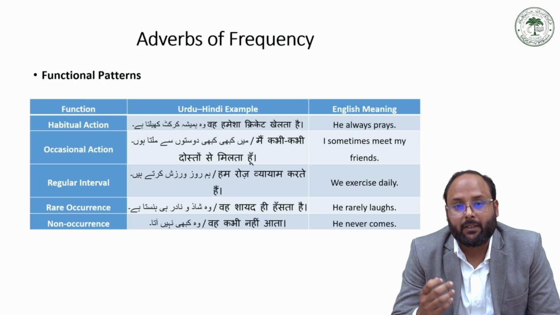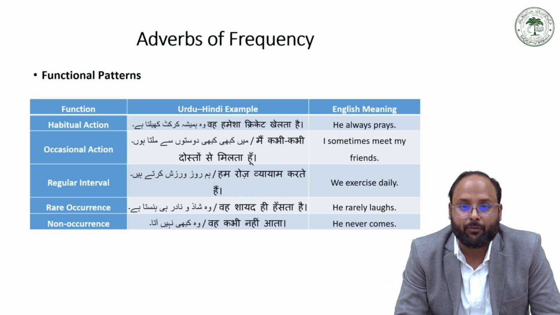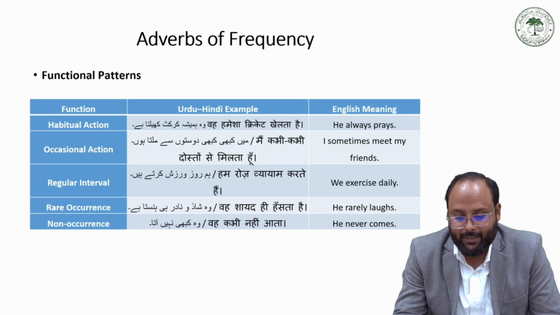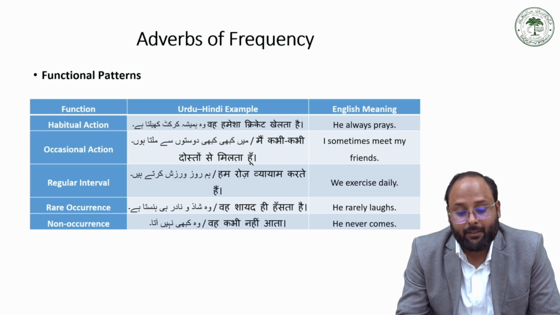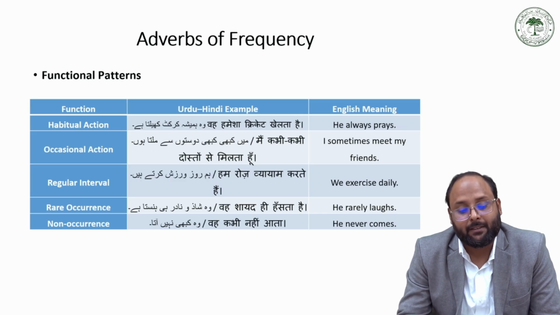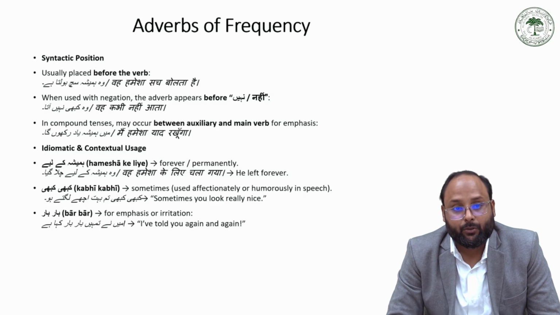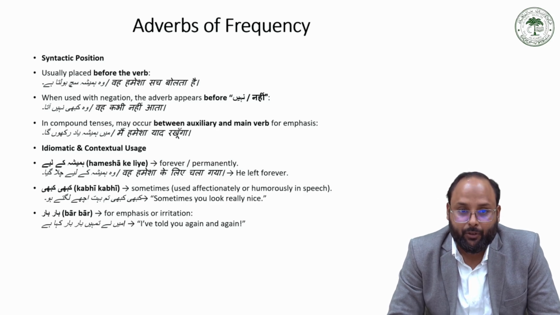So these are some functional patterns for these adverbs of frequency, like habitual, हमेशा खेलता है, occasional, कभी कभी दोस्त से मिलता है, regular, वो रोज व्यायाम करता है, वो रोज वर्जिश करता है, and rare occasion, वो शायद ही हंसता है, and non-occurrence, वो कभी नहीं आता. So here we have the examples of adverbs of frequency.